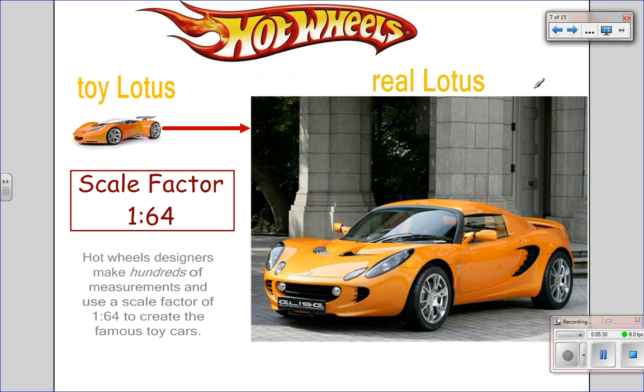All right, so an example of scale factor is Hot Wheels. If you ever played with those as a kid, 1/64th was a scale factor. In other words, each measurement of the real car was 64 times bigger than the toy car.